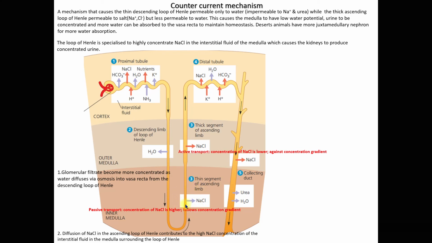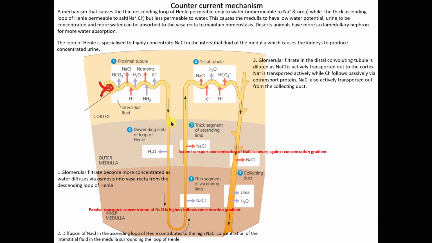Now, why did I stress diffuse here? Because this is a passive transport. Why can sodium chloride ions diffuse by passive transport in the thin ascending loop of Henle? Because the concentration of sodium chloride ions here is very high. Why is the concentration of sodium chloride ions here very high? Because water already diffused out from the glomerular filtrate in the thin descending loop of Henle. So the concentration of solute here, which is sodium chloride ion, is very high. So the sodium chloride ions just diffuse out from the ascending loop of Henle, following the concentration gradient.